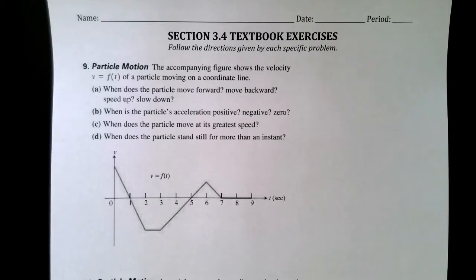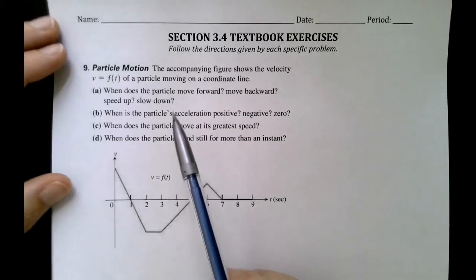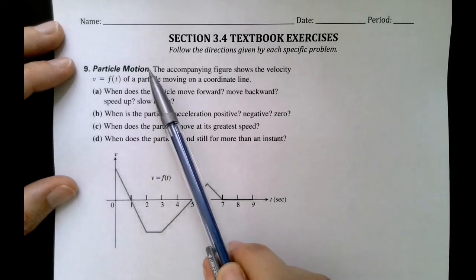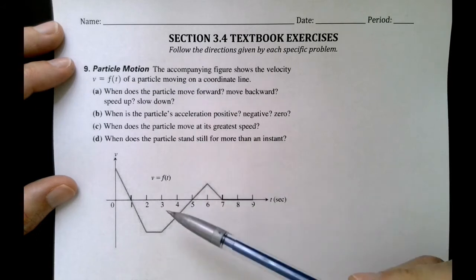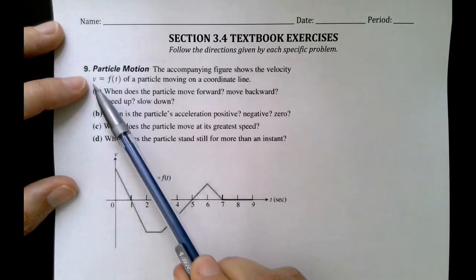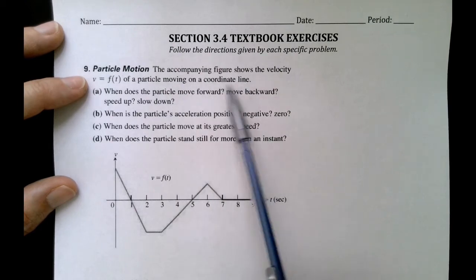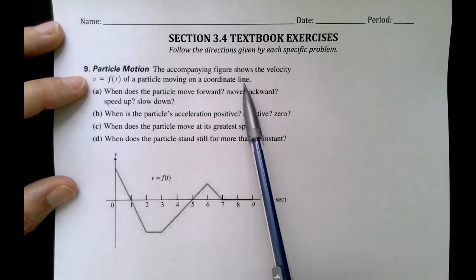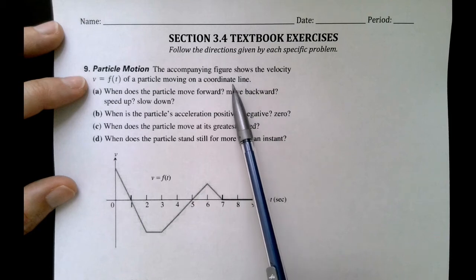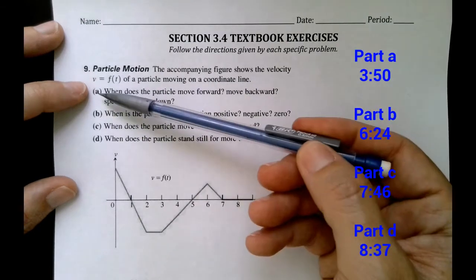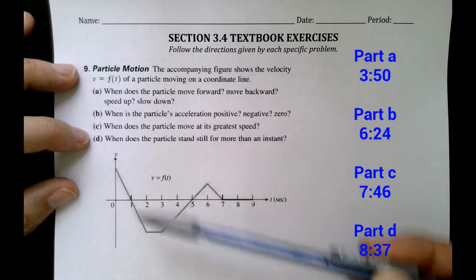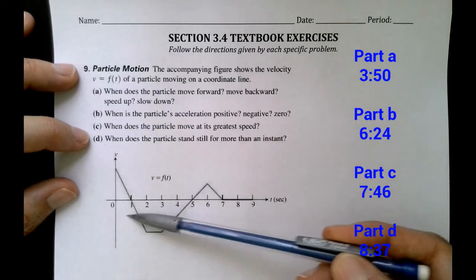Let's go ahead and apply those concepts in those thinking maps. So let's make sure we understand our context. So let's read our problem. Number 9. The accompanying figure shows the velocity, v of f of t, of a particle moving on a coordinate line. Okay, so a coordinate line just implies that it's going to either move left or right or up and down. We now have 4 question parts, and we have an example.